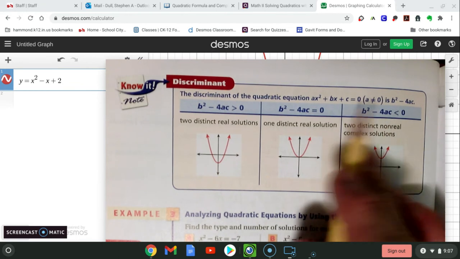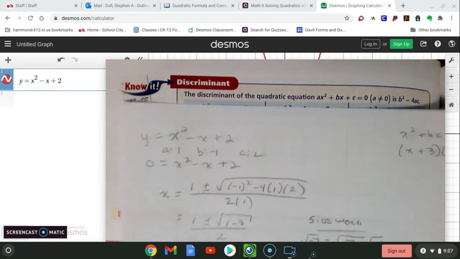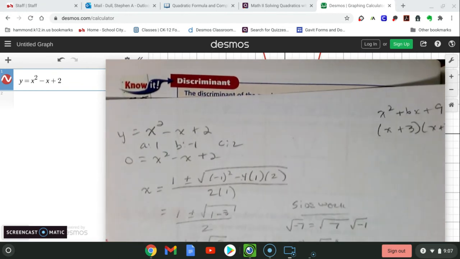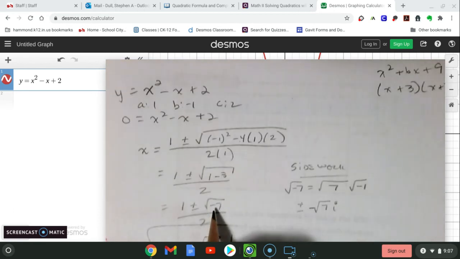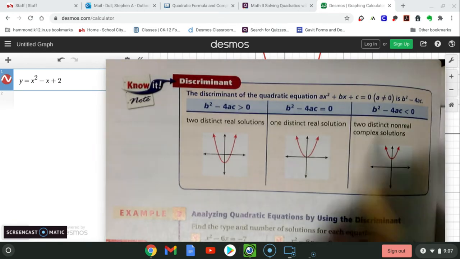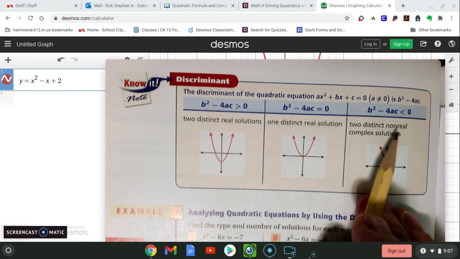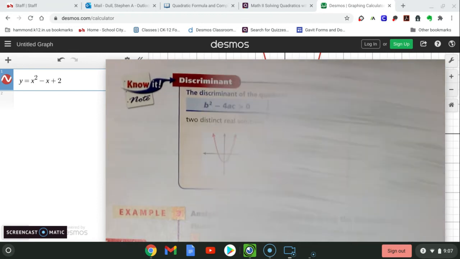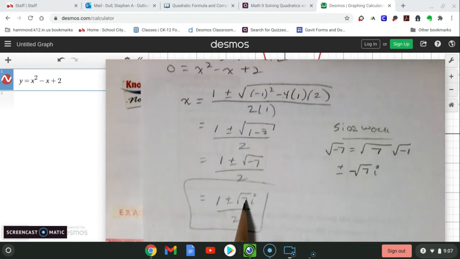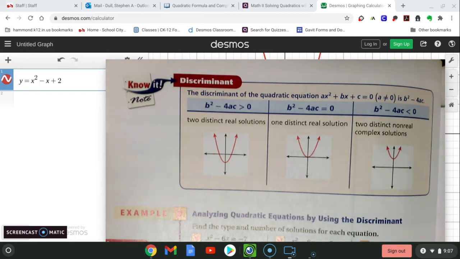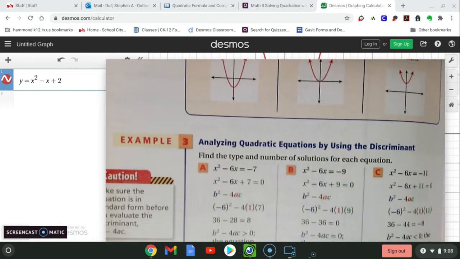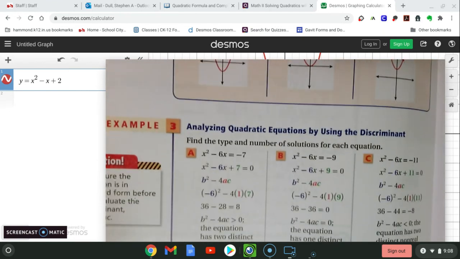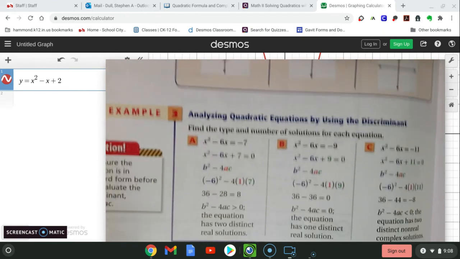And if the value under the radical sign, as we just saw, negative 7, is negative, then we're going to have two distinct non-real complex solutions. One plus square root 7i over 2, one minus square root 7i over 2. So one of the things we might be asked is to determine the number and type of solutions by examining the discriminant.